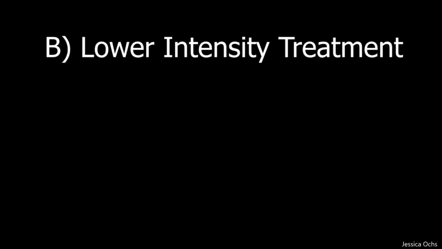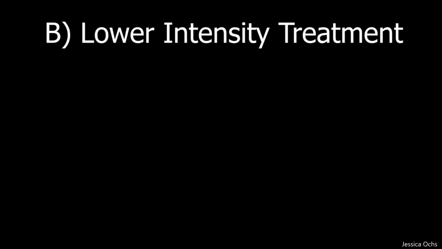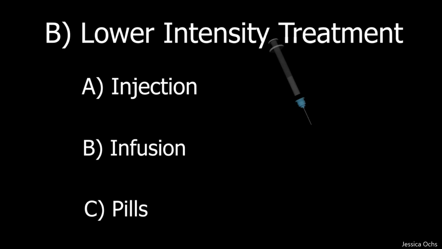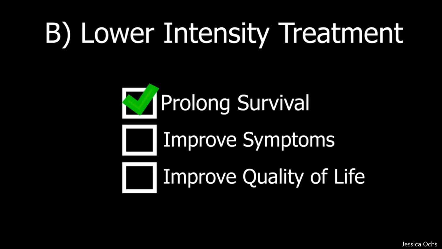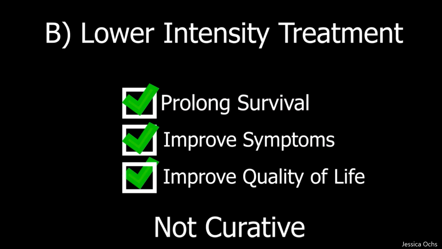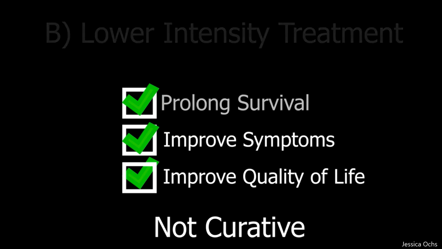The second approach to treating AML is lower intensity treatment. This option is for those who may not be able to tolerate the toxicity of the intensive approach, or those who have specific genetic mutations. Lower intensity treatment is generally given in the outpatient setting and may include injections, infusions through a vein, or pills. Lower intensity treatment aims to prolong survival and improve symptoms and quality of life, but is generally not curative without an allogeneic stem cell transplant.